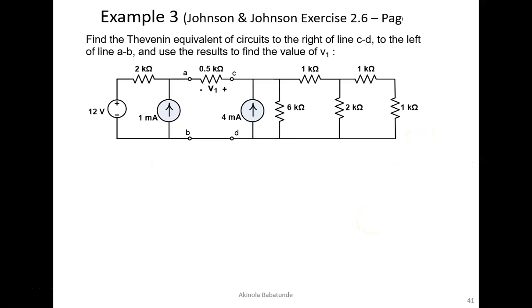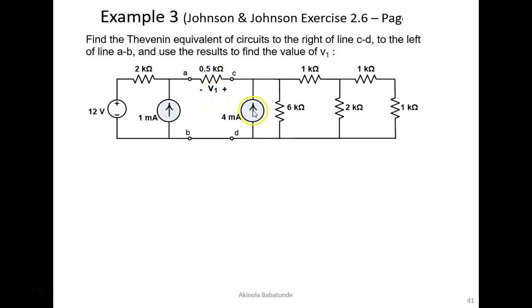Here's another example we should quickly evaluate together. Find the Thevenin equivalent of the circuit to the right of the line CD. Where is the line? This is line CD, okay? To the right of the line CD and to the left of the line AB. You can see we have AB here, and use the results to find the value of V1. So this is V1 that we're looking for.